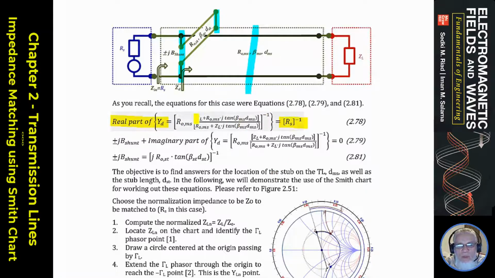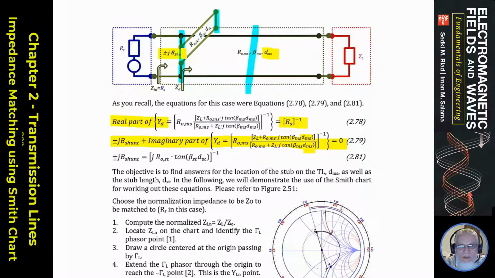As I work out my equation here, I'm going to come up with this kind of result. And this result is telling me that there are 2 possible polarities here for B shunt. That means I can come up with 2 different answers for d_MS. d_MS is the location of the stub on the line itself. There's d_MS. How far am I from the load end? And I can see that there will be 2 answers here for d_MS. One here, maybe another there. I'm showing only one on the diagram.